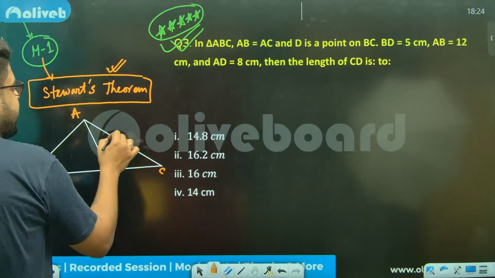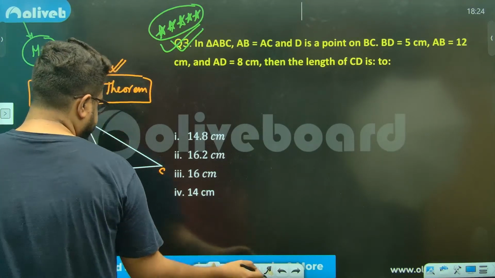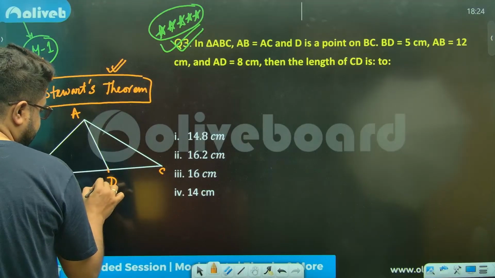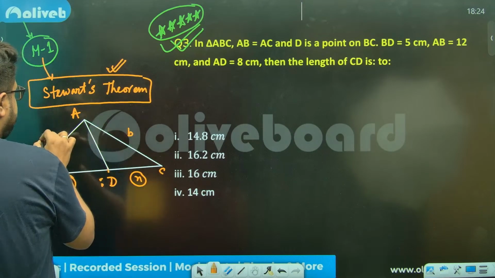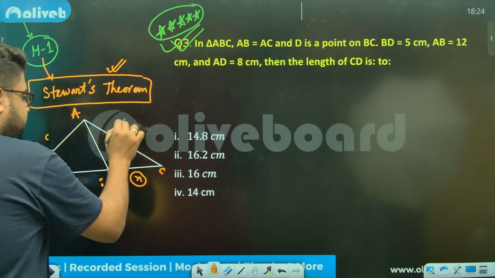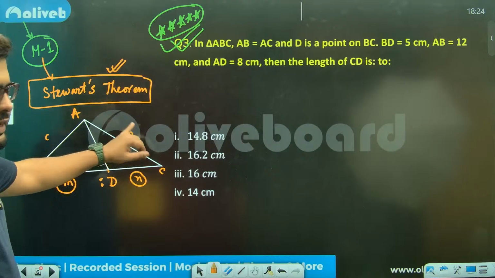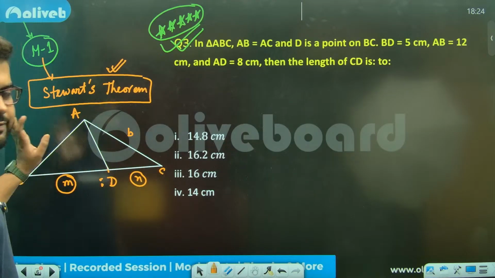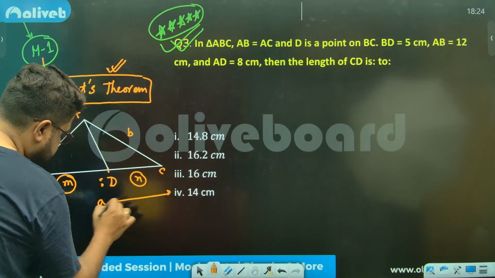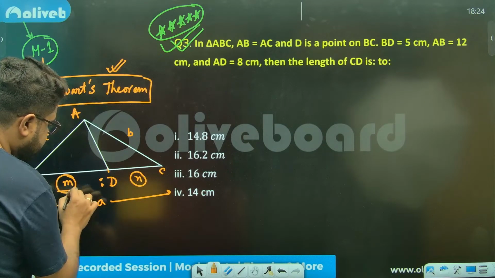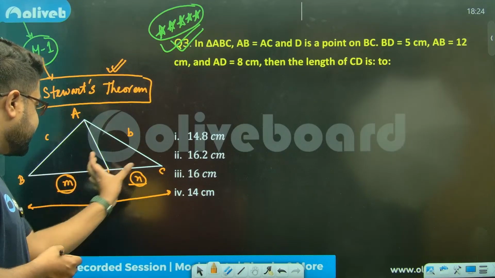Stewart's theorem is saying, if this is, let's say, M ratio N, and let's say this is B, this is C. Opposite to B vertex is length B, opposite to C vertex is length C, and opposite to A vertex, this length is A, the whole length. We have divided in this ratio, so we got M and N. This length BD is M, CD is N.